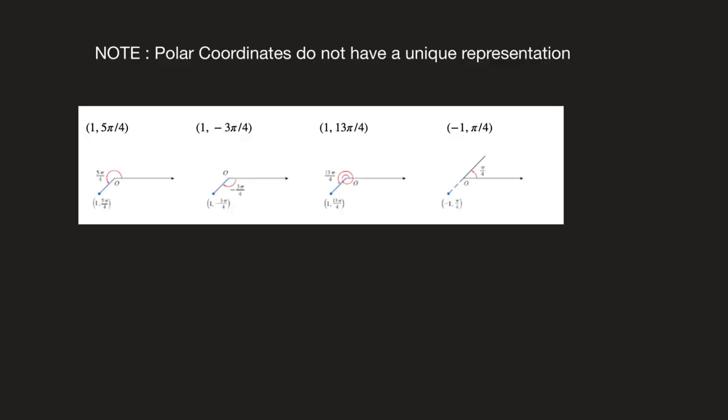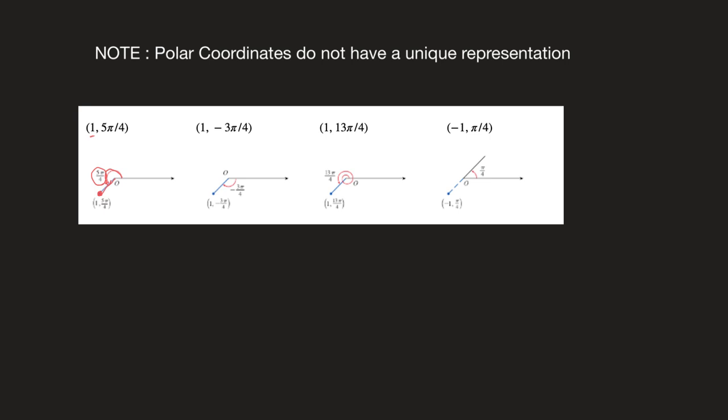You probably noticed polar coordinates do not have a unique representation, which means there are many different ways to write a point in polar coordinates. Let's start with this example. 5 pi over 4 is in the third quadrant. The radius is 1, the distance from the origin.